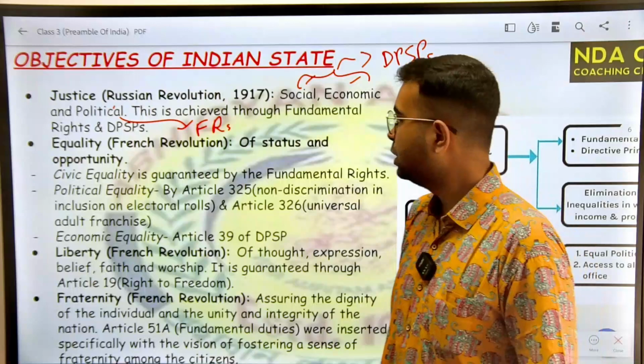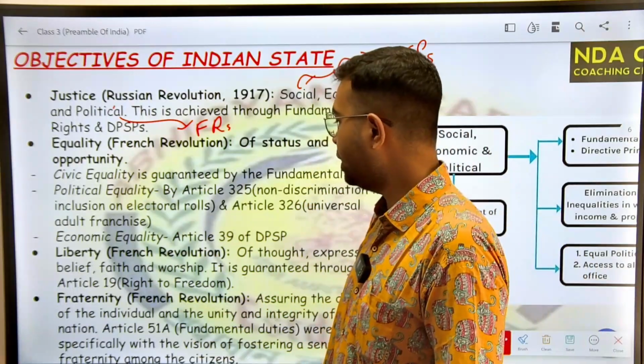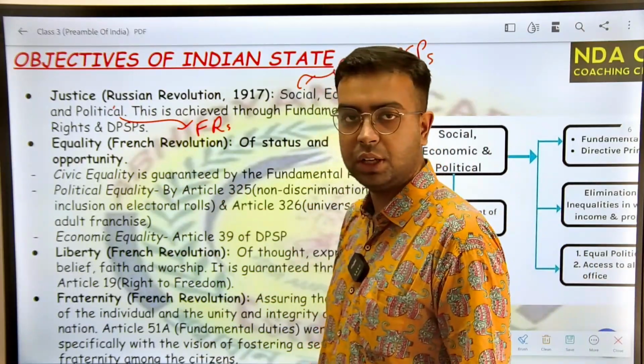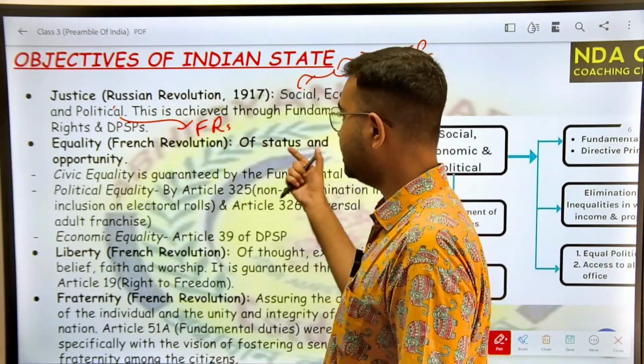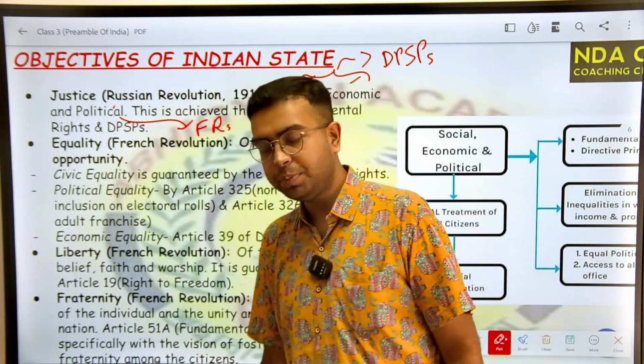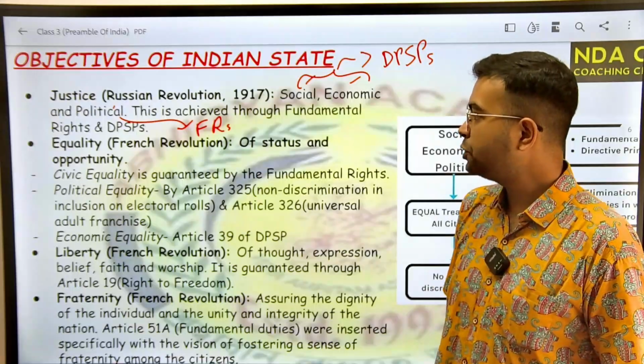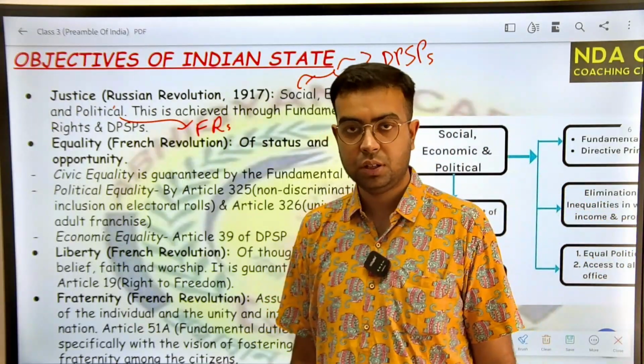Now, the next goal is equality. The idea of equality has been borrowed from the French Revolution. And what does it say? Equality of status and opportunity. Now, what does it mean? It basically means that there should be an equality of status among all.